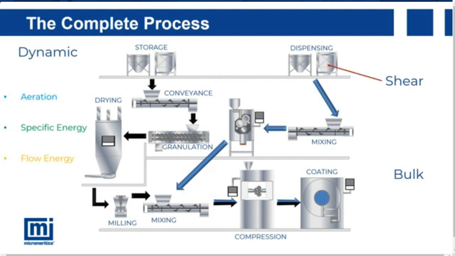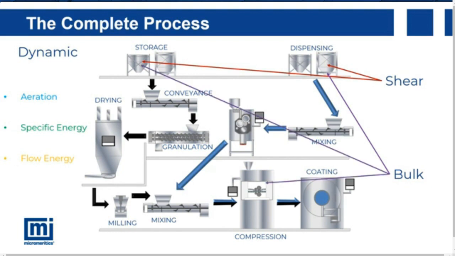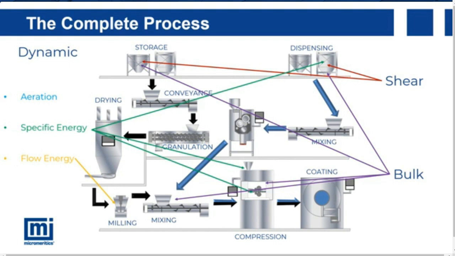Shear cell testing allows us to learn about our storage and dispensing applications. Bulk testing can be useful here too, but also in conveyance, mixing, and compression. We can look at specific energy, or mechanical interlocking and friction, to look at filling, pouring, and dispensing. Our flowability measurements can inform us about the confined flow of our powders, for example in milling, granulation, and conveyance. And aeration can give us information about low stress conditions in pouring, filling, and coating. Overall, we can assess each individual part of our process using the appropriate testing methodology.